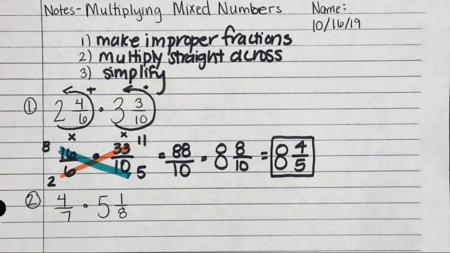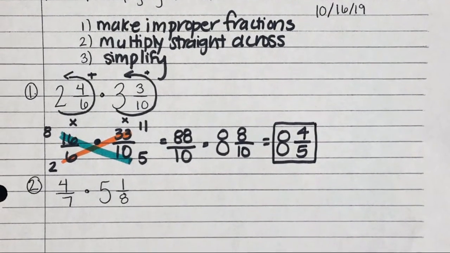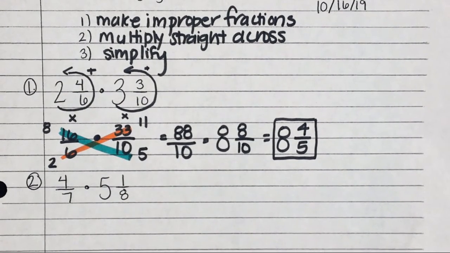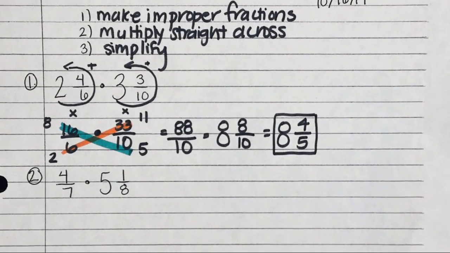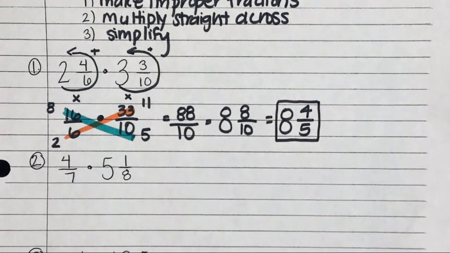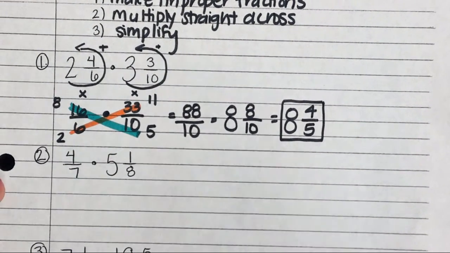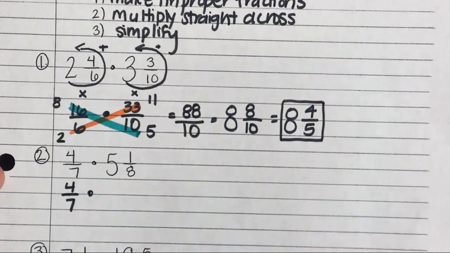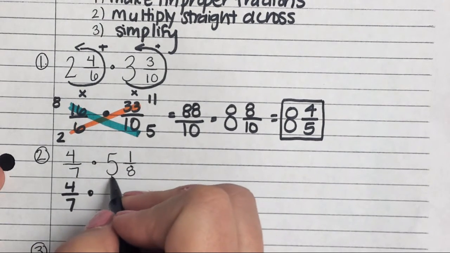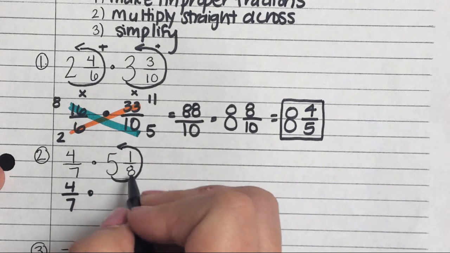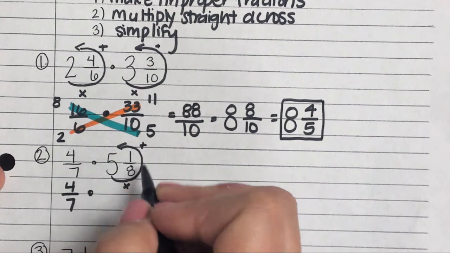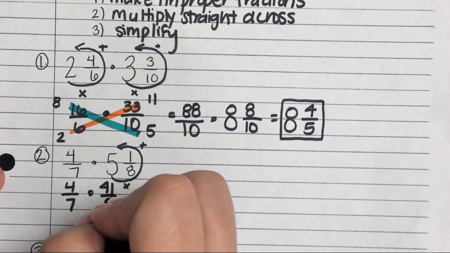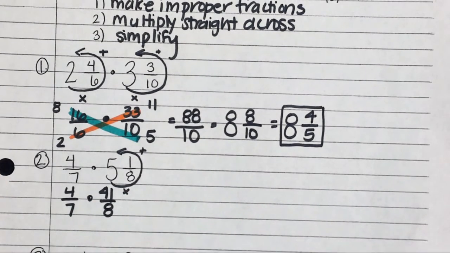First, we're saying can we do the cross cancel? Gotcha. Okay, let's look at number 2. Do we have to do anything to 4/7? No, it's already a fraction, so we're good. So we leave it the same. We do have a mixed number, so we've got to change that to an improper fraction. What's 8 times 5? 40. Plus 1? 41. Again, your denominator stays the same.